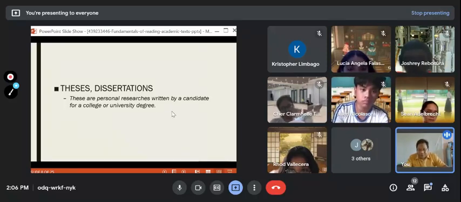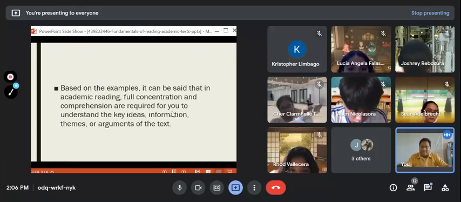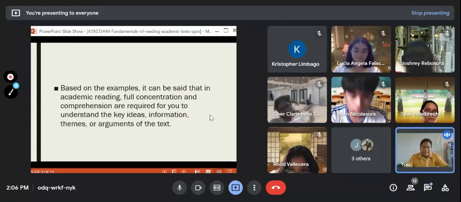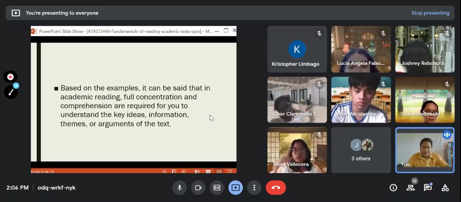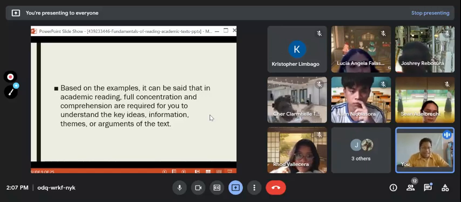These are just a few of the many examples of an academic text. And based on these examples, it can be said that in reading academic text, full concentration and comprehension are required to understand information, themes, arguments, and ideas in the text.